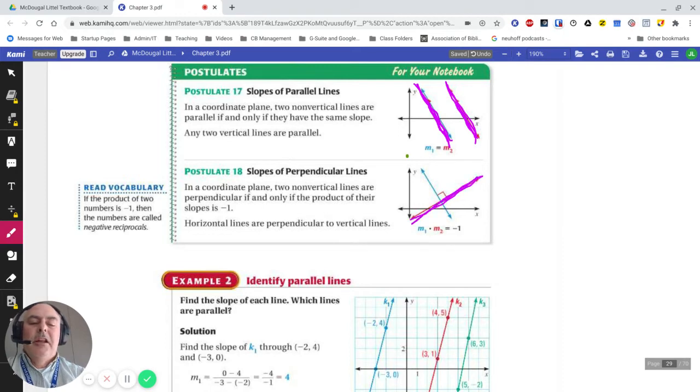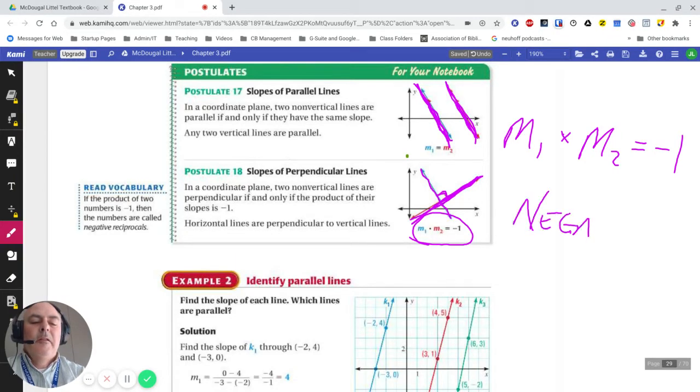A perpendicular line, where it creates a 90-degree angle with my original line, it has a slope such that when I multiply them together, the slope of the first line, and m represents slope, times the slope of the second line equals -1. I can also say this is the negative reciprocal. That's another easy way to think of what this equation means.